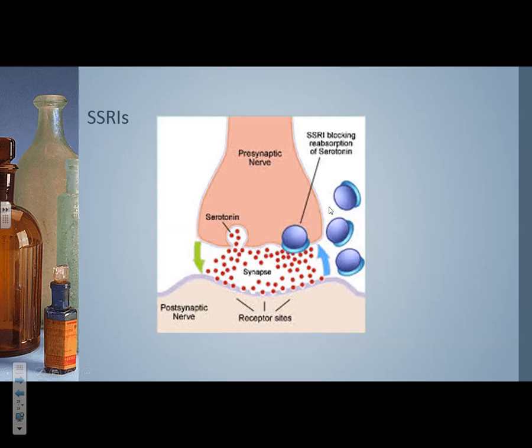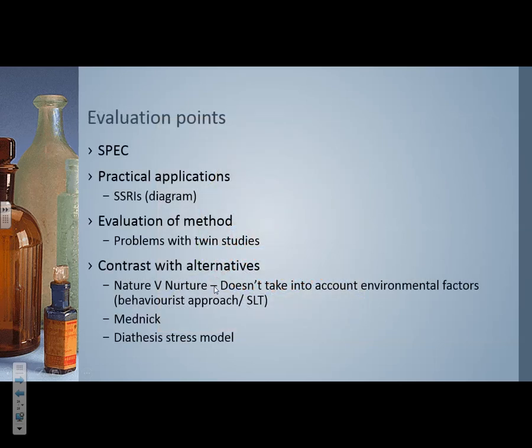Now we put the reuptake channels just here, however here they've just got them here, so don't worry too much about that. What they have done is that these are the SSRIs, and they block the serotonin reuptake. They block the reuptake channels, which means all the serotonin stays in the synaptic gap and binds more to the receptors. And that means that there's more serotonin available to bind to the receptors and have the desired effect on the neurotransmitters. Okay, so please do have a think about that.